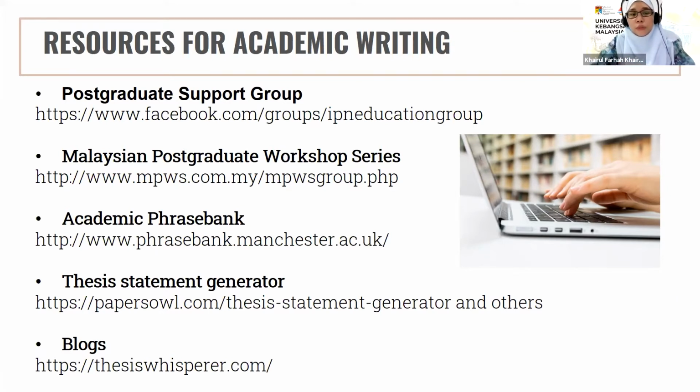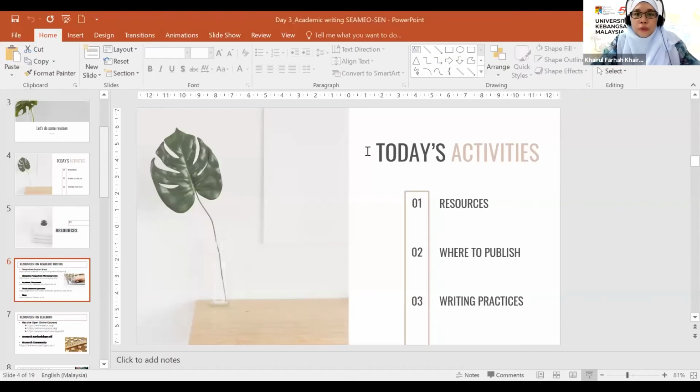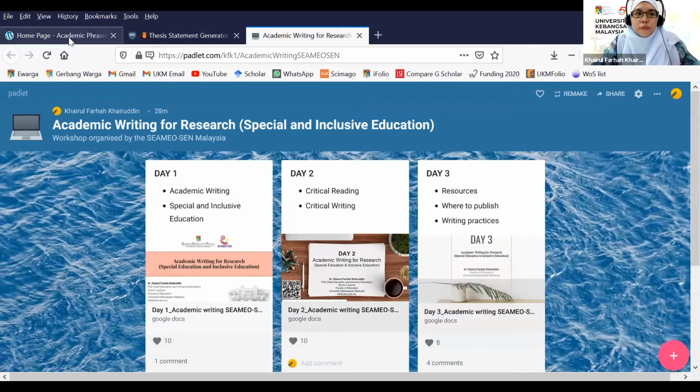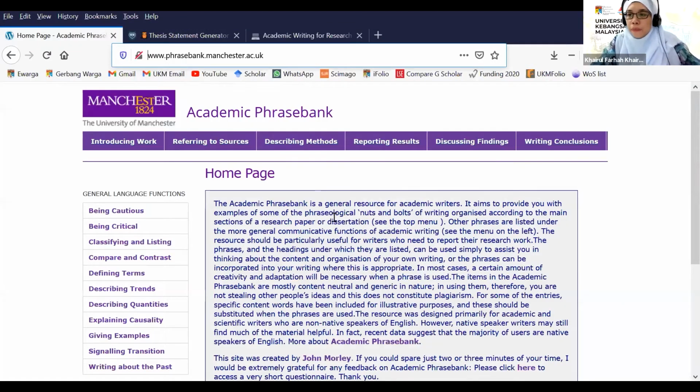And then the other one I want to share is the Academic Phrase Bank. Let us do this now. Let us just Google academic phrase bank. If you Google, you can easily find it. Okay, I can close my Jamboard. Okay, I am opening Academic Phrase Bank.